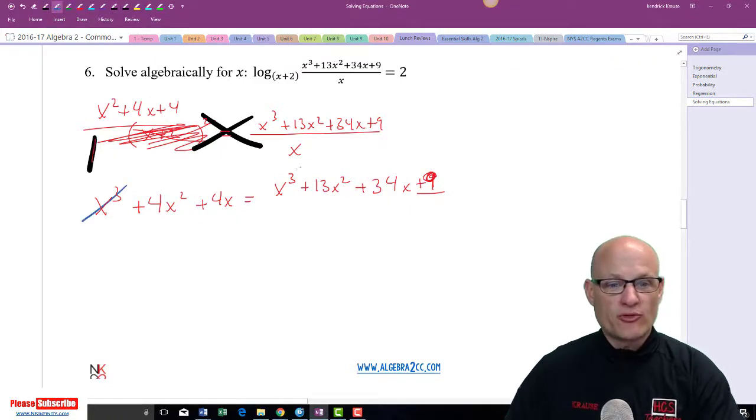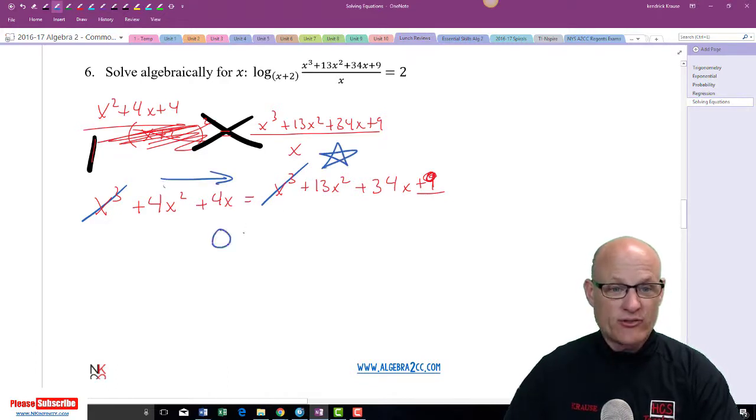Now the cubes go. Notice this is my highest exponent, and it's positive. That means everything is going to that direction. So I get 0 is equal to 9x squared, because we're going to subtract that 4x squared, plus 30x plus 9.